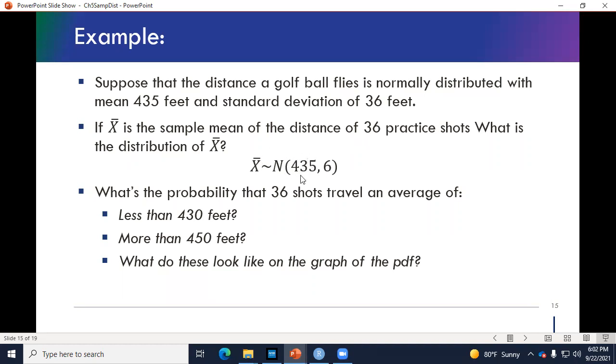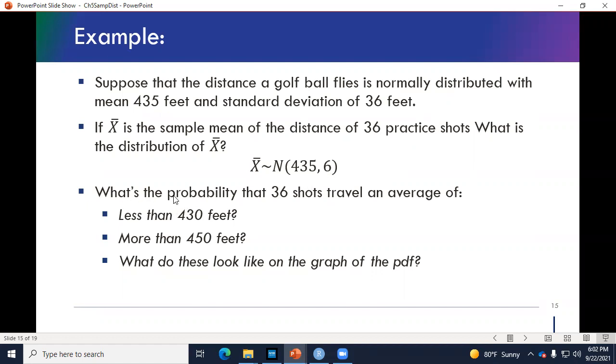So I put this 435 mu here. And we also know mu X bar, sigma X bar. The standard deviation for X bar is just sigma over the square root of N. So that is 36 over square root of N. The square root of 36 is 6. So the final solution for this sample standard deviation is just 6. How I get this 6 is 36 over the square root of 36.